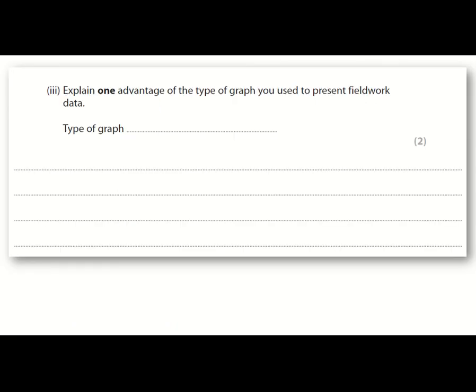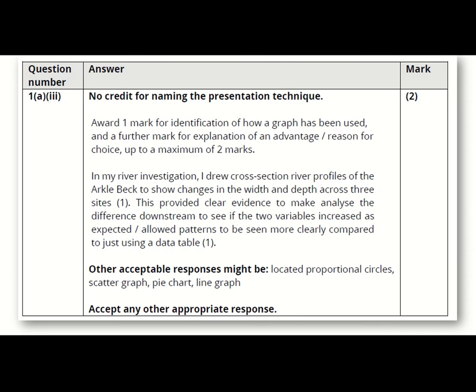So here's a question that links directly to that. Explain one advantage of the type of graph you use to present fieldwork data. Now you need to name a type of graph, and you've done 2, so you could do bar chart or scatter graph, and then identify an advantage of that. So pause the screen if you want to have an attempt at this, and when you're ready, unpause. Okay, so here is the mark scheme excerpt from this, and it shows you again an example. So pause the screen to have a little look to see if this fits your answer.